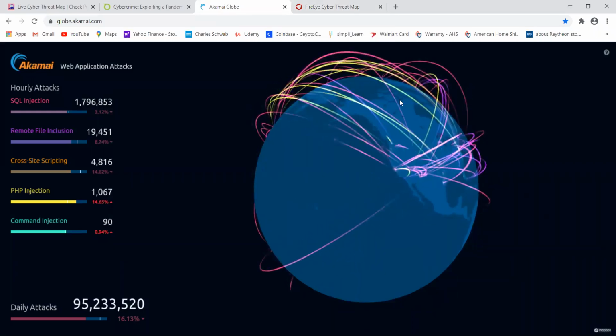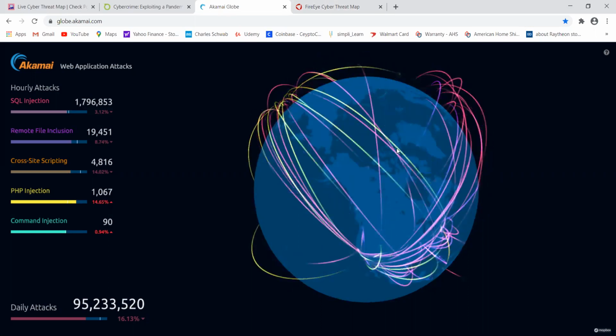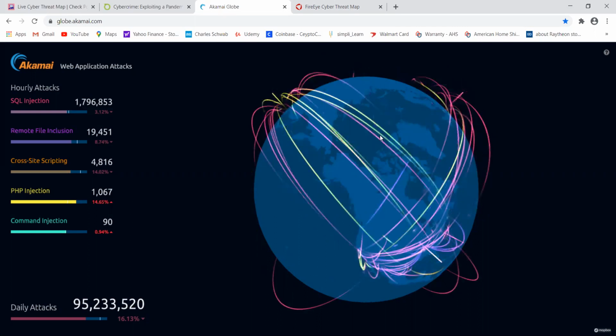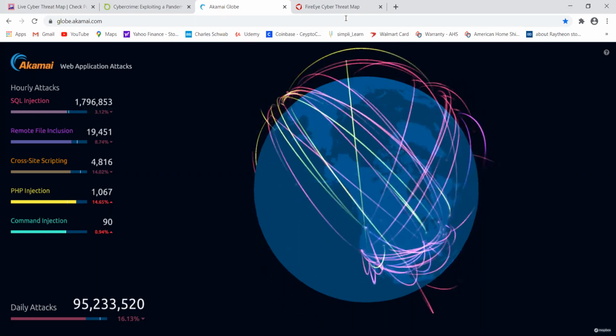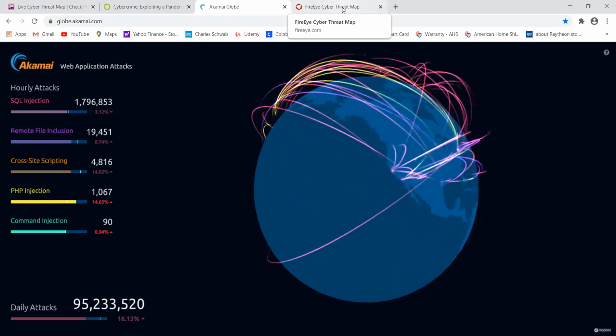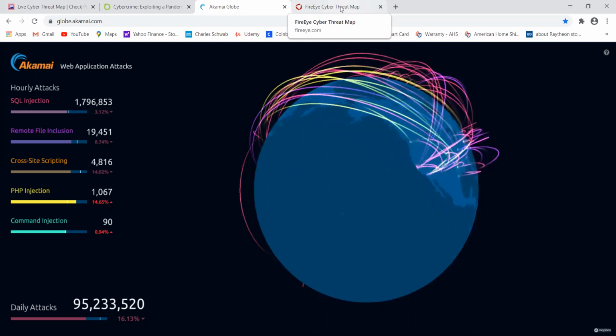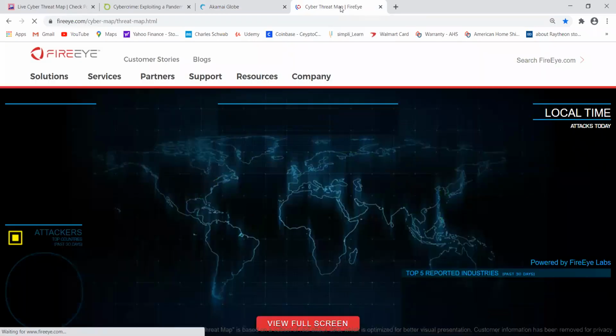So you can see the Akamai globe threat map. You can see it. I'll put the link below. If you want to play with it, take a look at it. This is a good tool also. Next, I'm going to go to FireEye, which is also a good company in the cybersecurity area. Let's take a look at their map, what is going on.